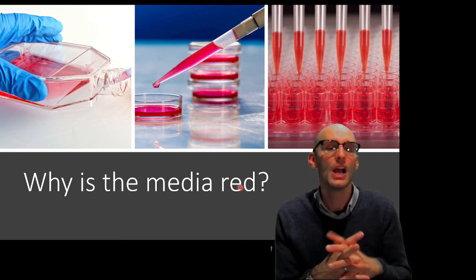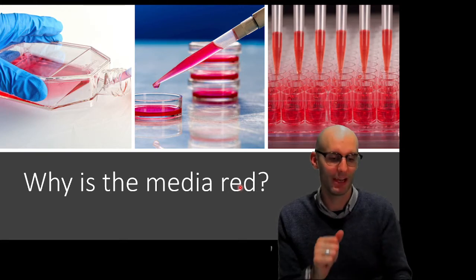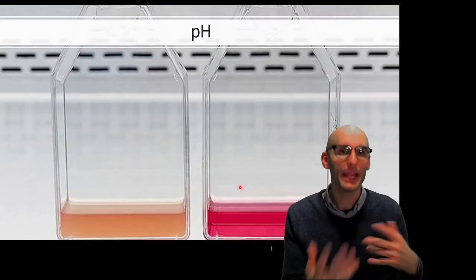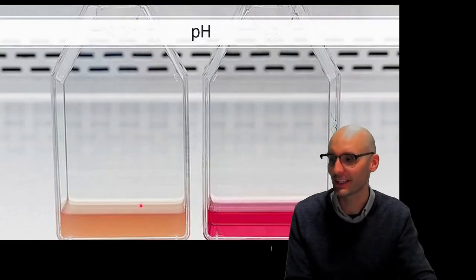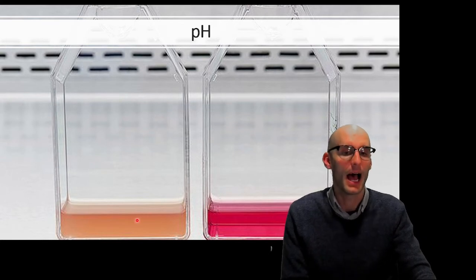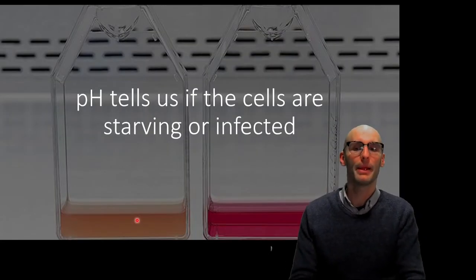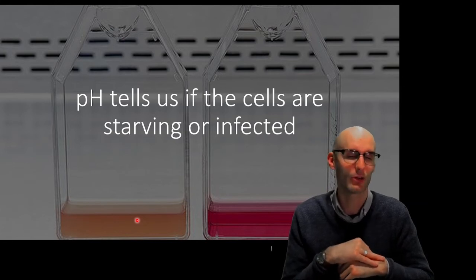Why is it red? Well, we put phenol red in there. Now, phenol red is a pH indicator, so it changes color depending on pH. So here it's gone acidic. And we do this for a very simple reason. pH tells us if the cells are starving or infected.